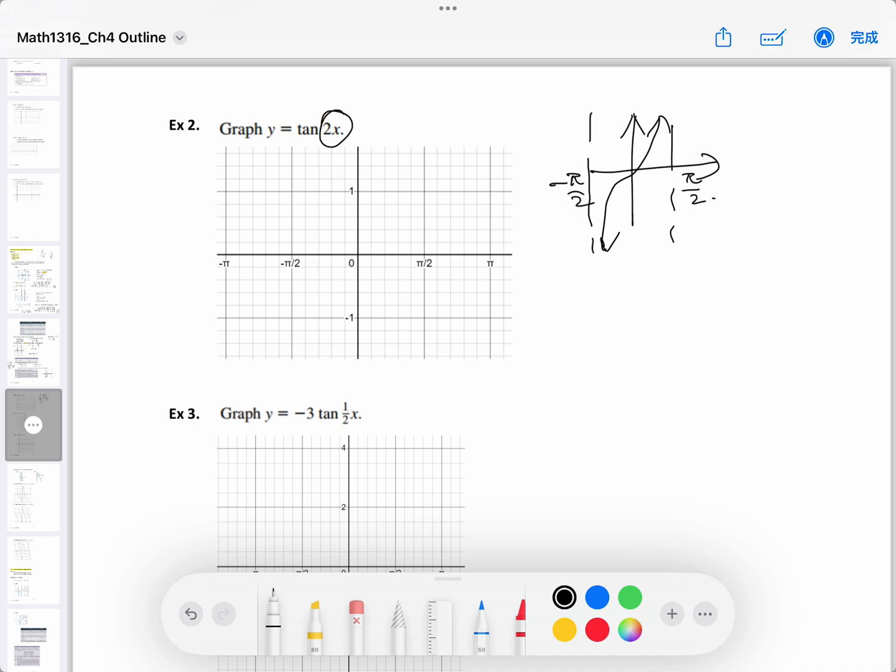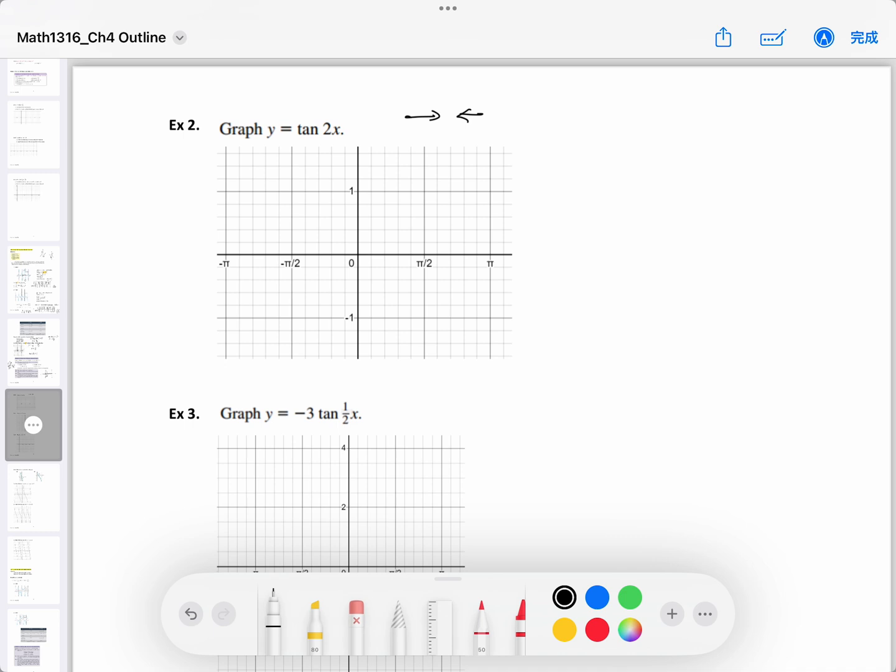What is the transformation here? 2 times x: horizontal shrinking. Even though we have 2 times x, the x is opposite. If this is multiple choice, we just find the new vertical asymptotes and shrink my graph horizontally, so I can find my graph. If you want to use the 5 steps, we can use the 5 steps.